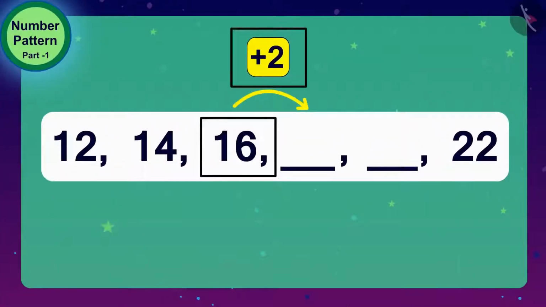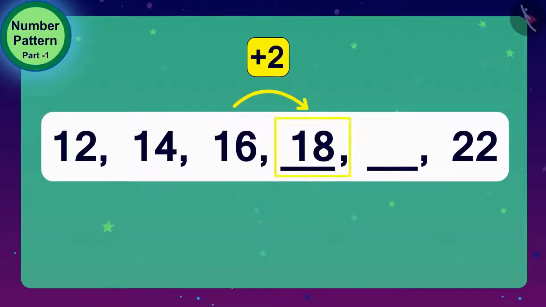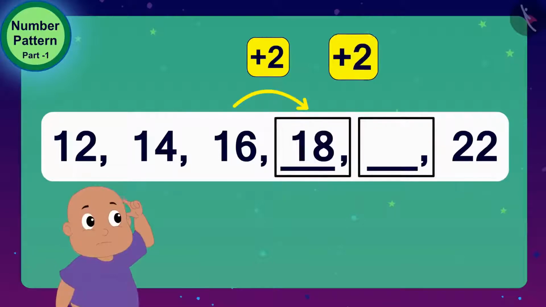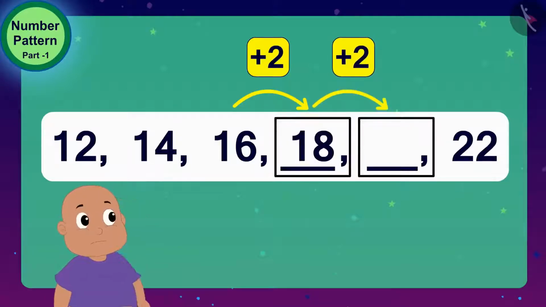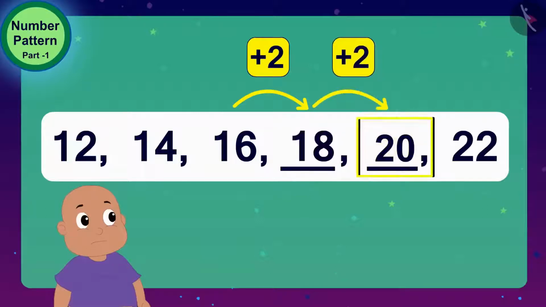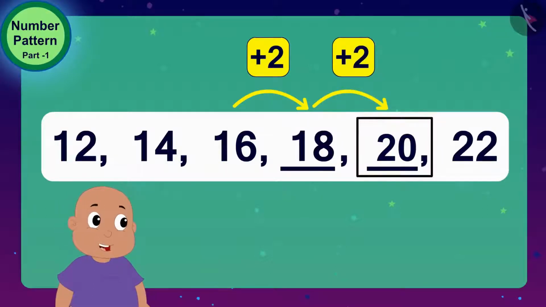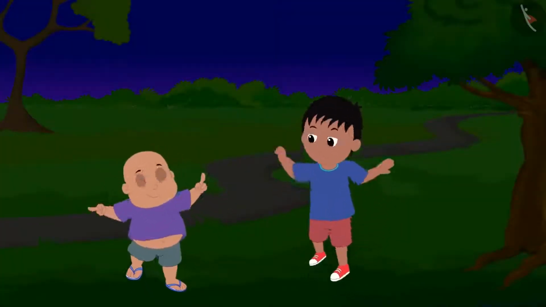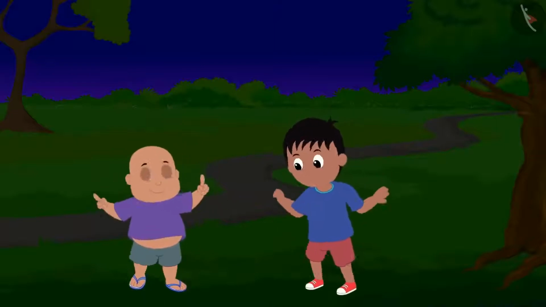Then, 2 added to 16 is 18. Bablu, now can you tell what will be the next number? Add 2 to 18 and you get 20. Raju, we have solved the first riddle. Both Raju and Bablu started dancing.